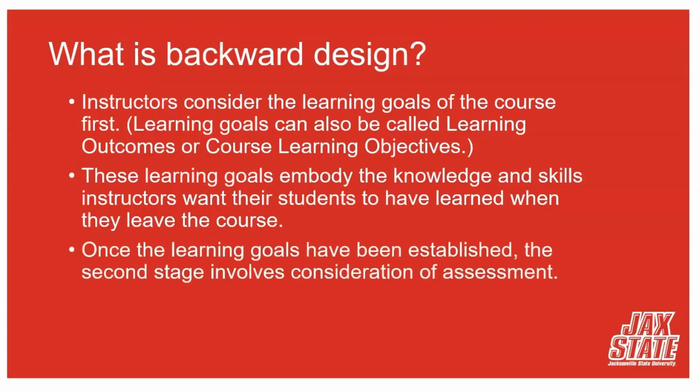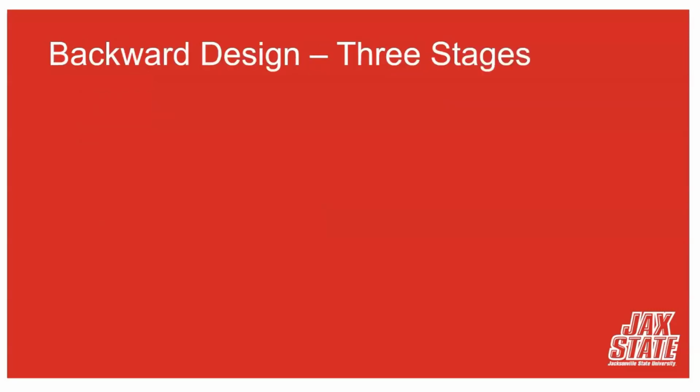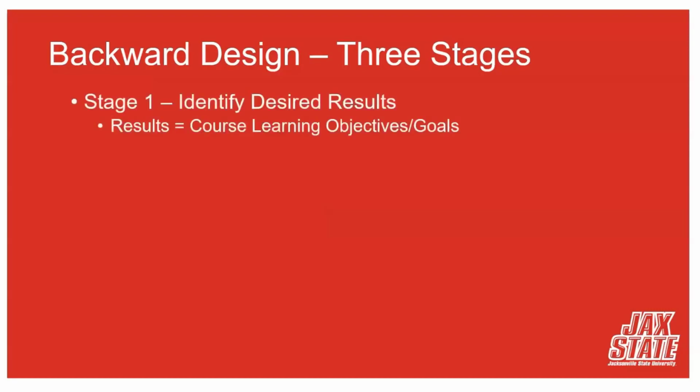Once the learning goals have been established, then the second stage involves consideration of assessment. So there are 3 stages to backward design. Stage one, you identify your desired results, and those results are your course learning objectives, your course goals, and generally speaking, those high-level course learning goals or objectives are listed on your course syllabus.